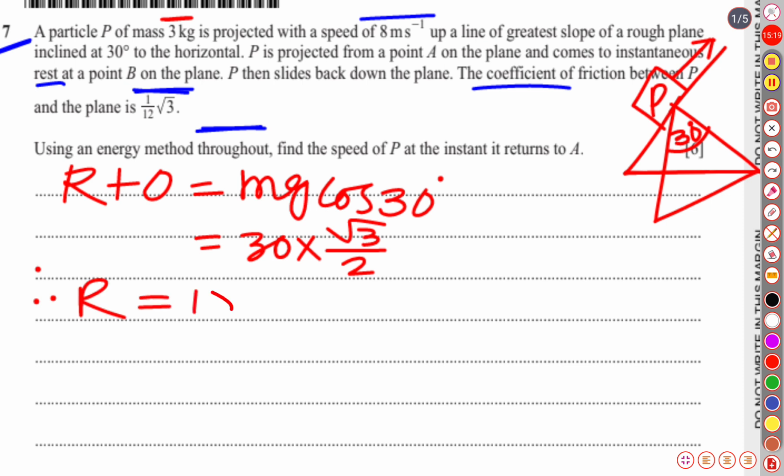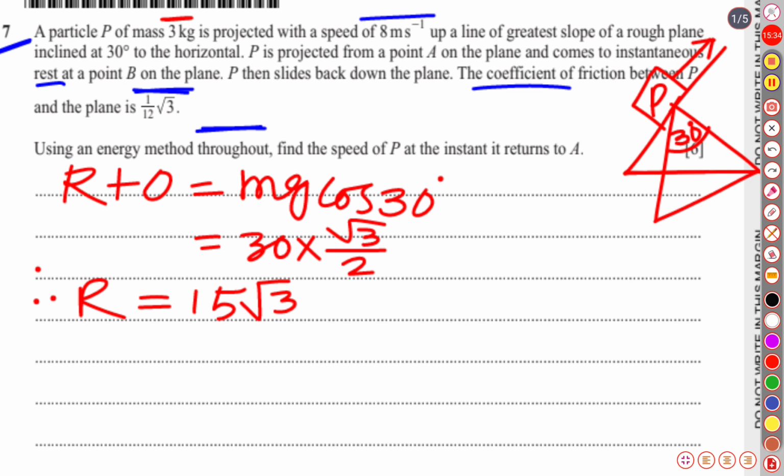15 square root over 3. Then we should know the final and initial height of the particle.